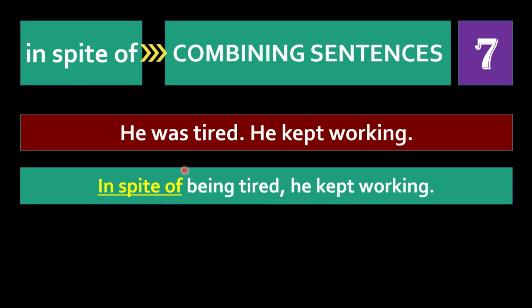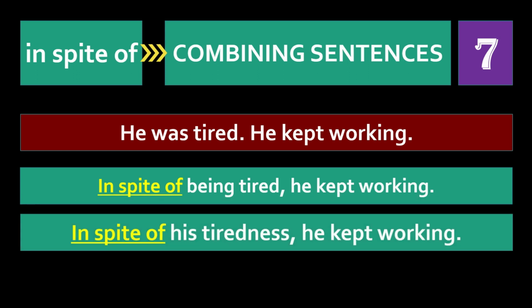So we need not mention the subject here. We can mention it here once. In spite of being tired, he kept working. Was is a be form. So be plus ing, being tired. Okay. In spite of his tiredness.